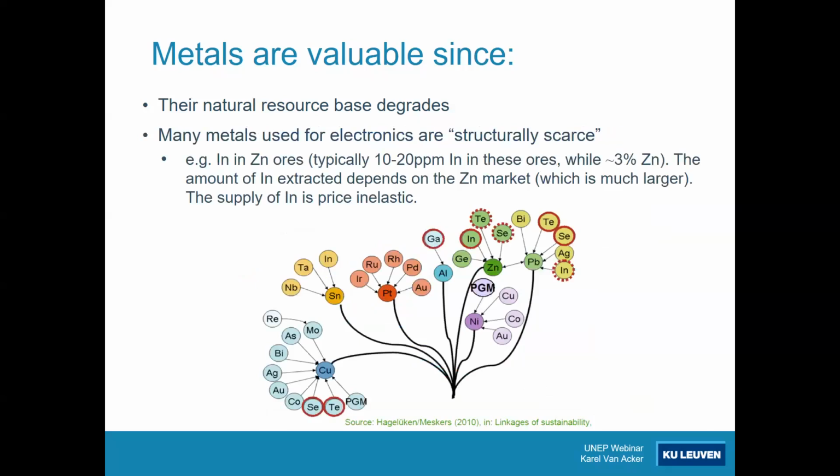A second reason is that many of these metals are actually byproducts of other metals, and we call them structurally scarce. One example is indium. We all use that. It's used for the screens in our smartphones and our computers. This indium is a byproduct of zinc extraction, and there is a factor of 3,000 difference in concentration. So if the electronics industry needs more indium, that means that we should extract more zinc, but no zinc company will do that. Otherwise, the price of zinc would decrease too much on the market. So we call them structurally scarce.